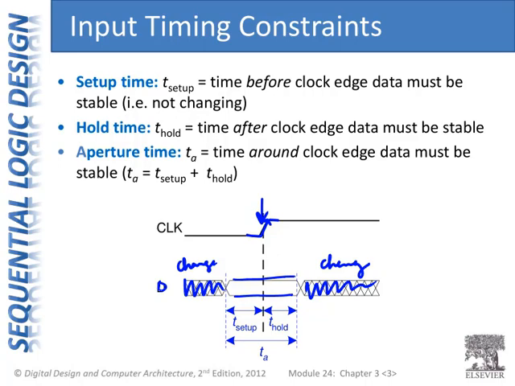So setup is the time before the clock edge where D has to be stable. And the hold time is the time after the clock edge that the data must be stable. And these times together we call the aperture time, setup plus hold. This is similar to old cameras where we have the aperture opening up to expose the film, and then we get our picture and close the aperture again.